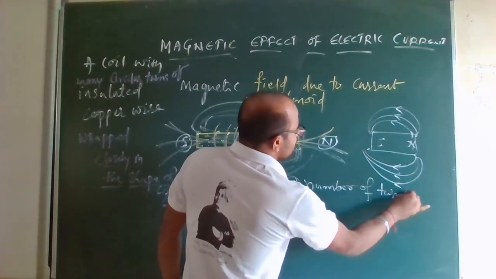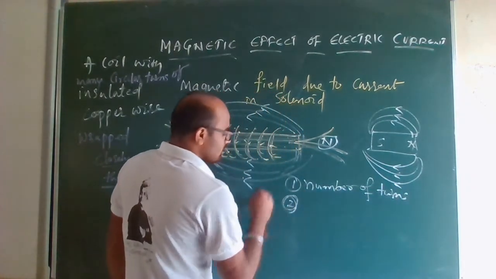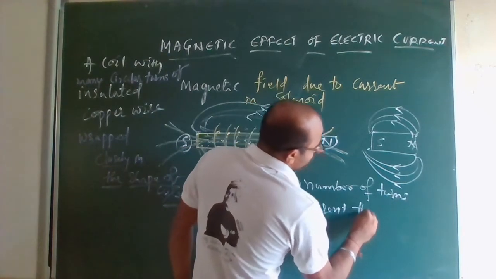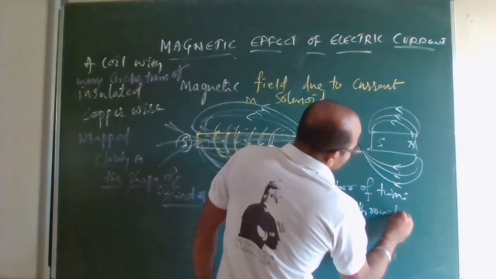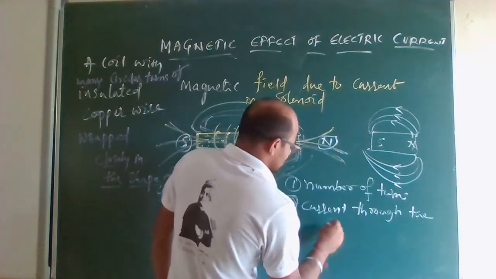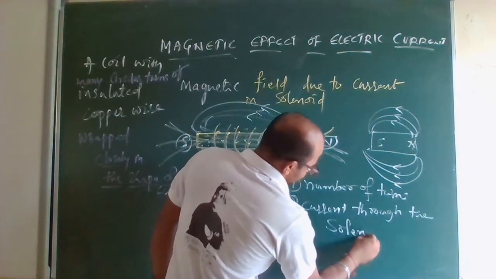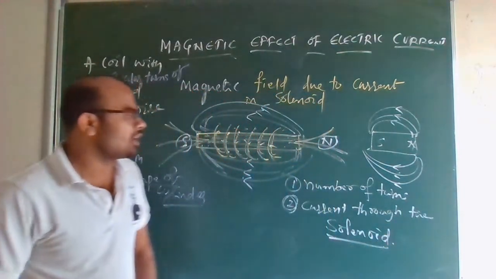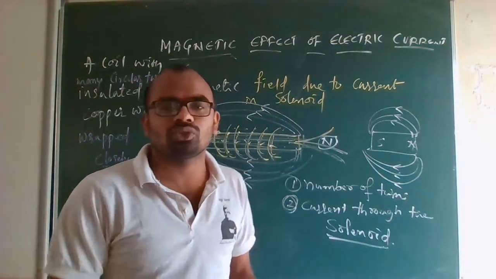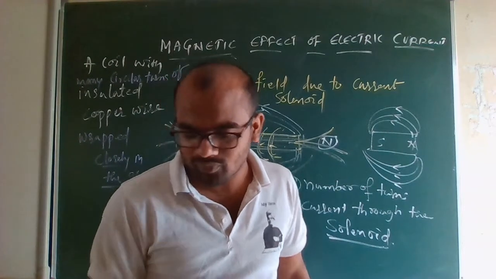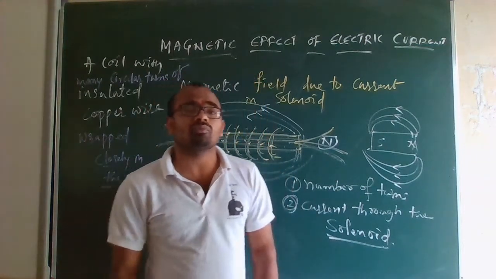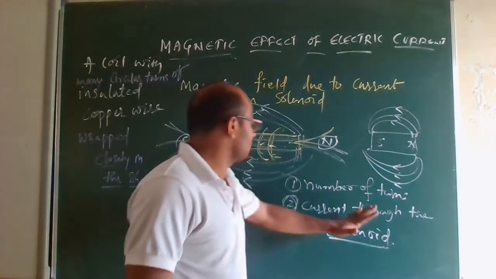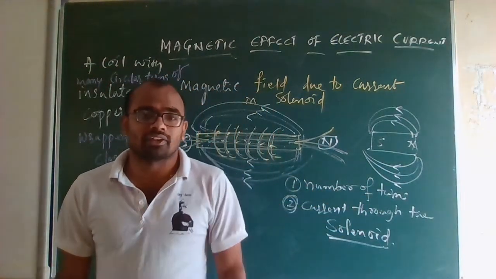So the magnetic field strength here depends on the number of turns and, second, the current through the solenoid. The magnetic field is due to the number of turns and the current through the solenoid.